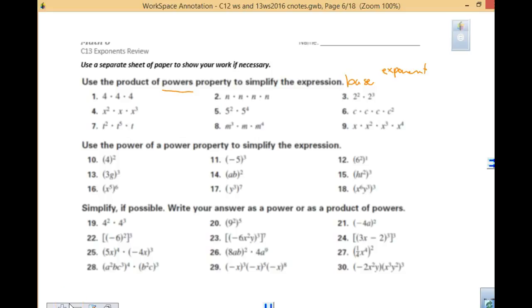So as you are looking at your C13, any questions as I'm looking at these first 30 that you're not sure about? Answers were in the back, so you could have checked those. Any ones that you're not sure about, you'd like me to take a look at, as you look at this first part.